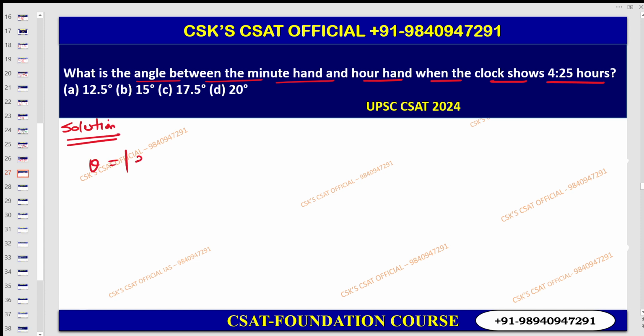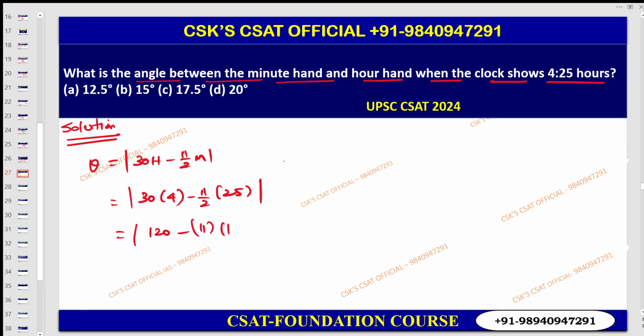You know θ = |30h − (11/2)m|, at m minutes past h o'clock. That kind of thing I have also provided. Here you need to find only θ. 30h, where h is 4 for the hour hand. 11 by 2, the minute hand here is 25. So 120 minus 11 into 12.5. Take the modulus, avoid the negative. 11 into 12.5 becomes 137.5. So 17.5. Very straightforward, very simple question.